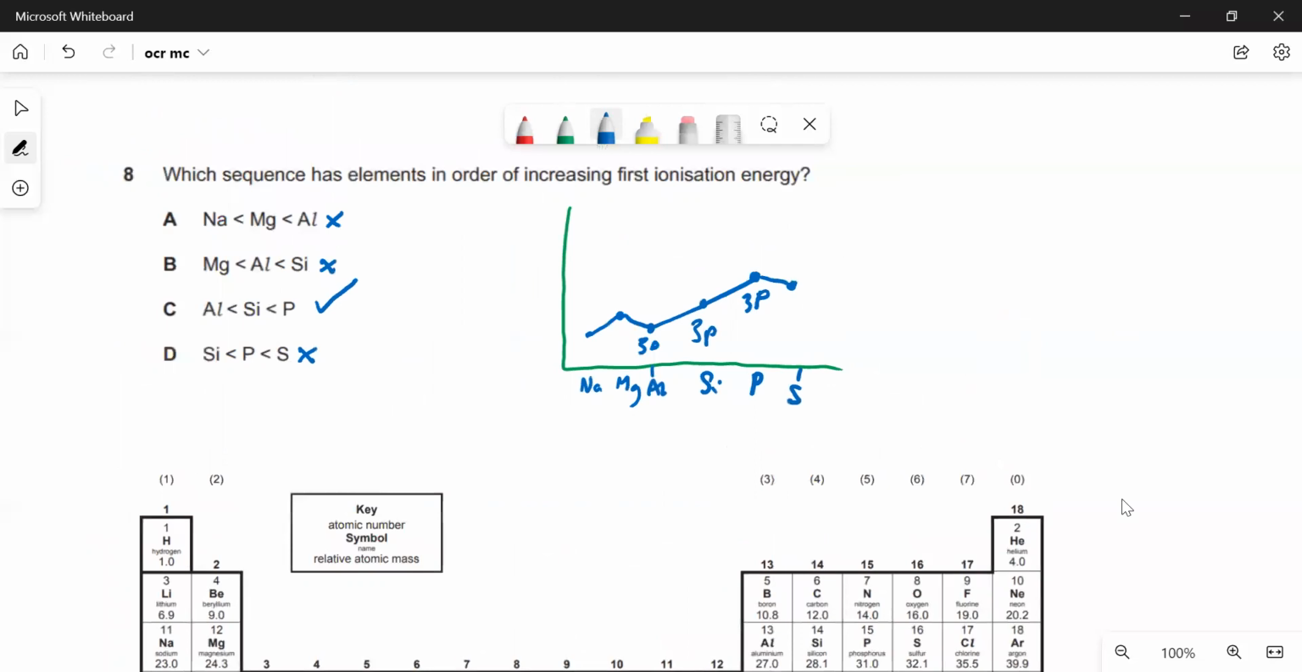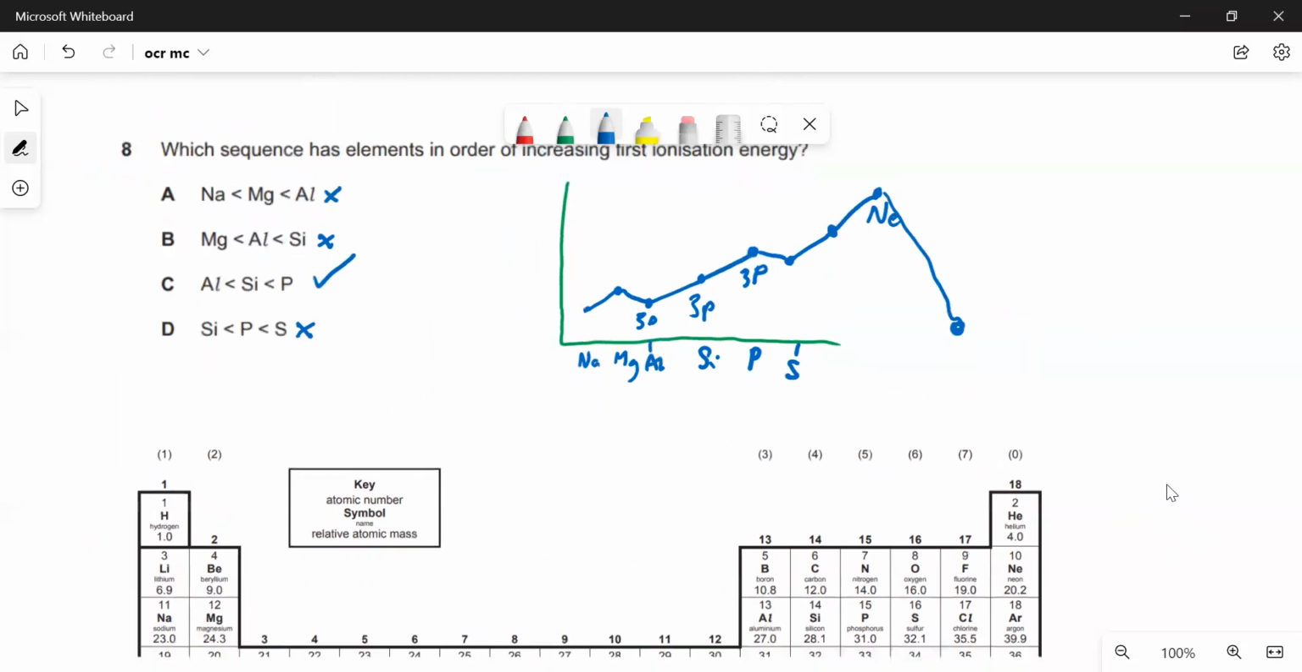And then if you carry on, that would be going up to neon. And then when you come down to potassium, of course, it drops right down again because you're going into a new quantum shell. So if you remember that little graph of first ionization energy, it's really important, it comes up a lot.